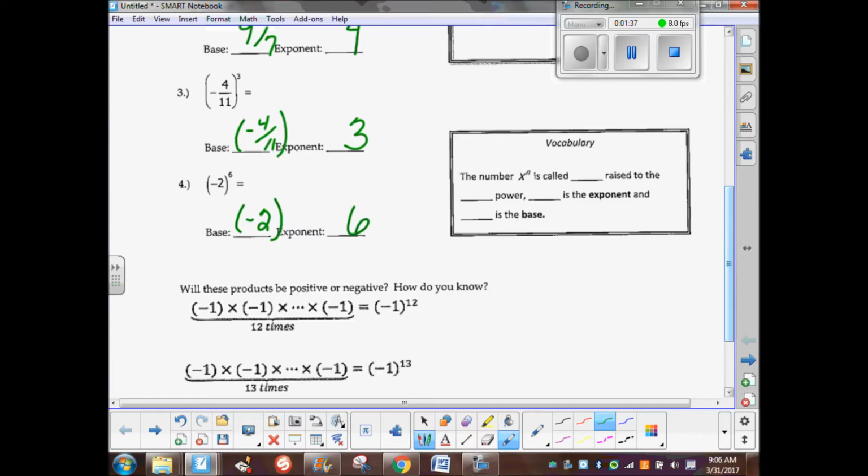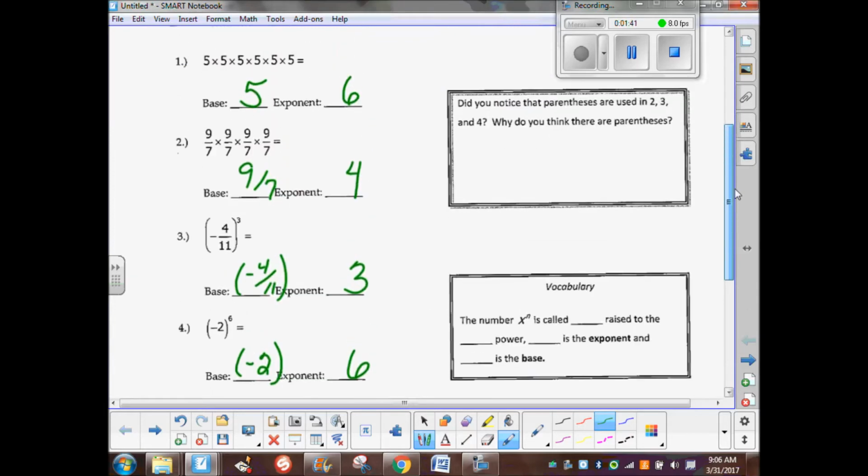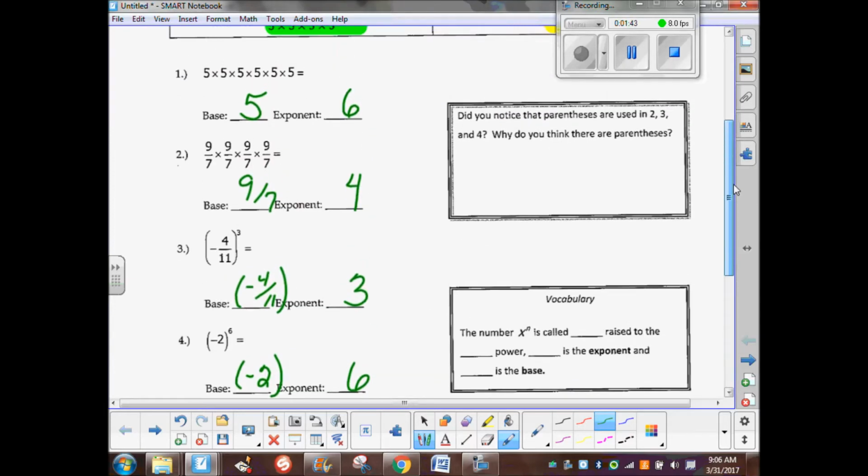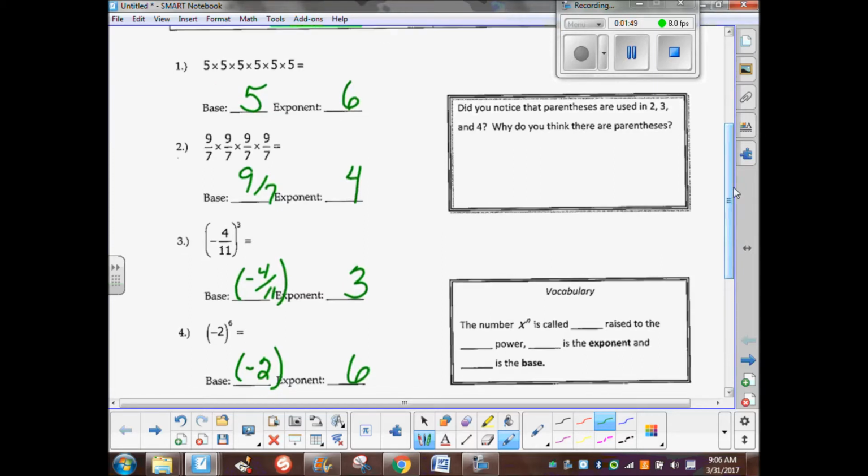Okay, so the vocabulary. Did you notice the parentheses in 2 and 3 and 4? Why do you think there are parentheses? I said make sure you put them in. Why do you think we need to put them in? Lucas? Because it's negative. Oh, okay. Because they're negative. So what's that going to do to our final answer? Okay, it could be a positive. Our answer could be positive.